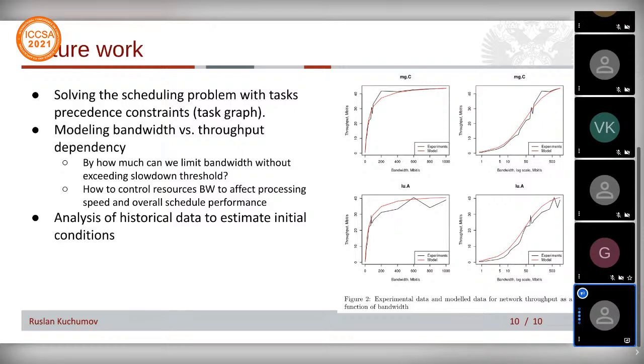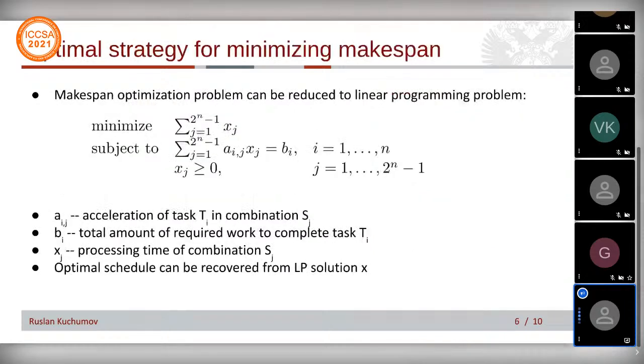Another direction of future work can be to analyze historical data of previous runs of the task combinations in order to provide some initial estimates for this linear programming problem, which would allow us to provide solutions that are near to optimal.